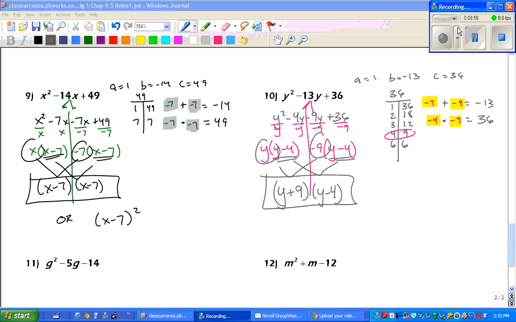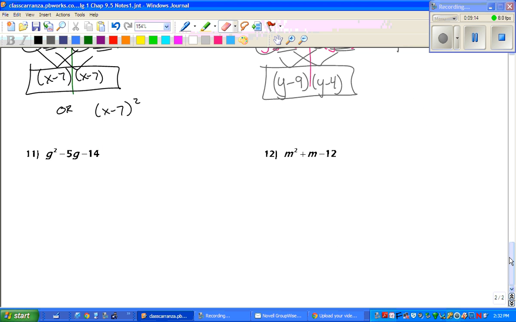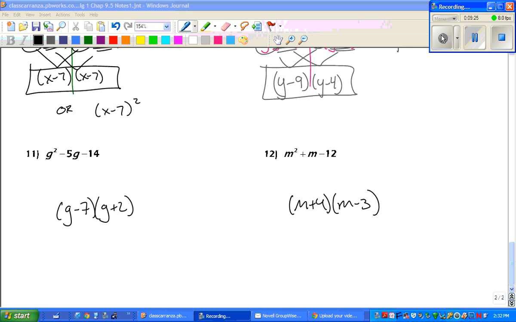Okay, when you figure that out, the two factors are 4 and 9, and they're both negative. And then when you factor out, you get y minus 9 and y minus 4. All right, last ones are 11 and 12, all by yourself. Pause the video, and good luck. Okay guys, and there are the answers.